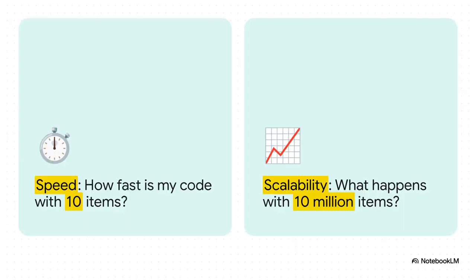Yeah, this slide nails it. Speed is all about the right now. How fast is my code with just 10 things? But scalability, that's the real question. What happens when we throw 10 million things at it? Senior devs, they live in that 10 million item world.